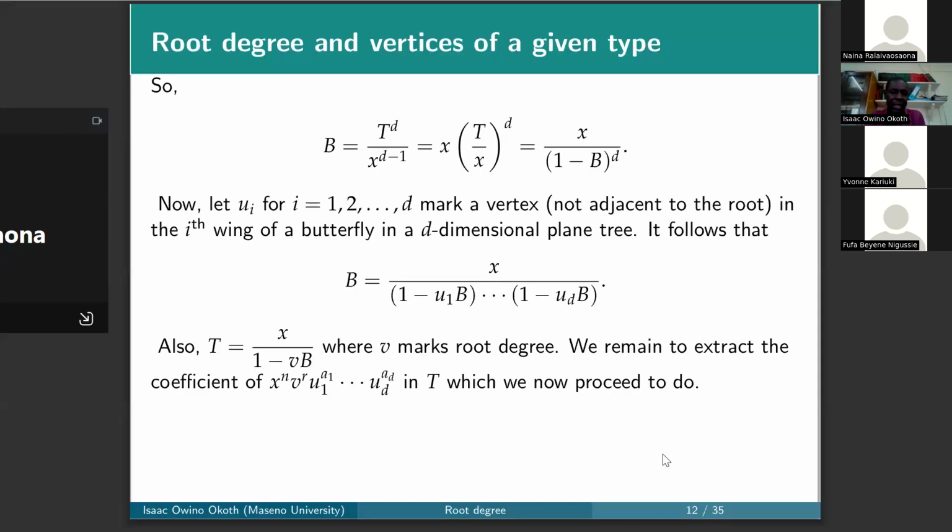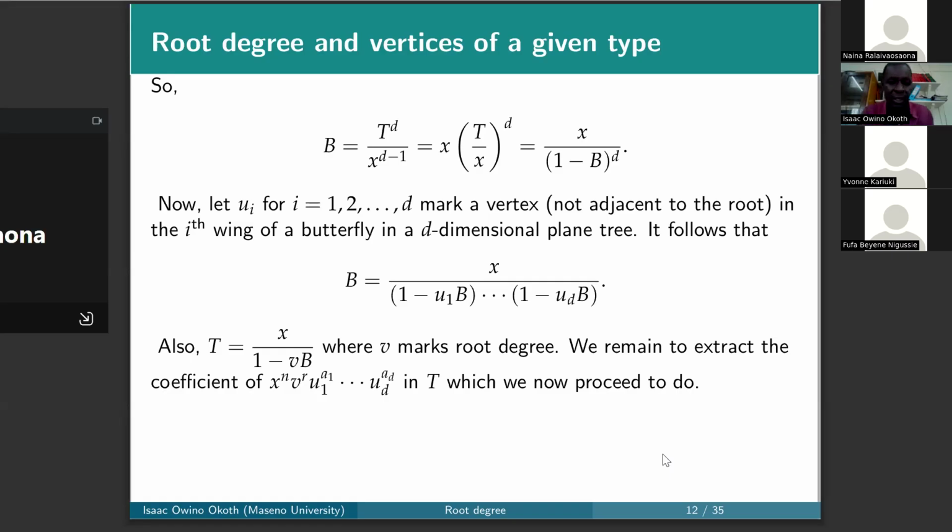And also we know that T, which is the generating function for the trees, is going to be x over 1 minus vB. So v here marks the root degree. Note that T is a tree and it's formed by a sequence of butterflies. So there are going to be k butterflies if the root has degree k. So that's why we have the generating function as T equals x over 1 minus vB.